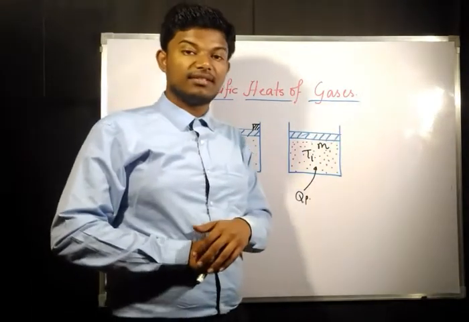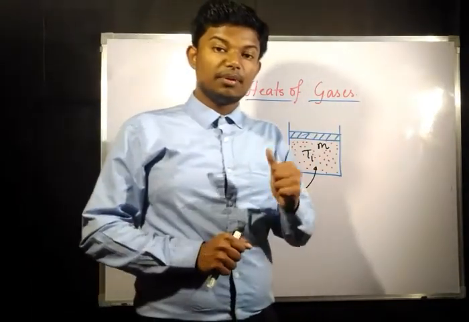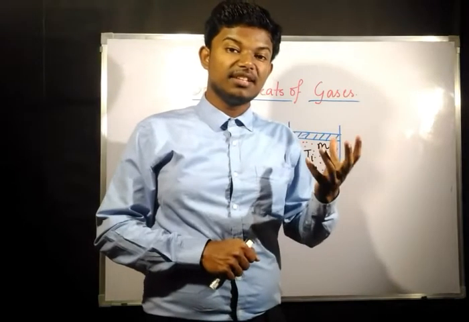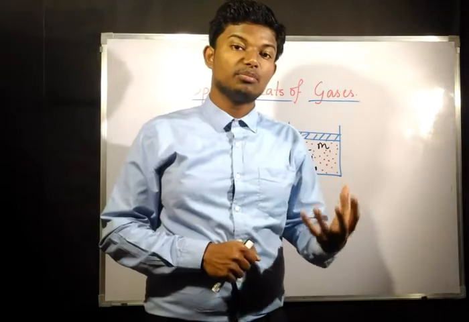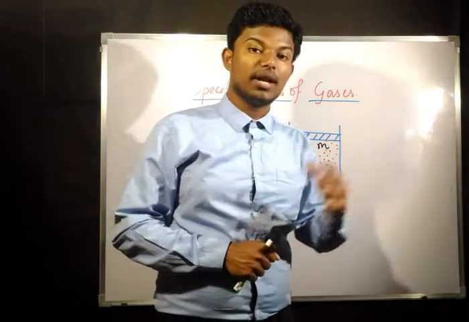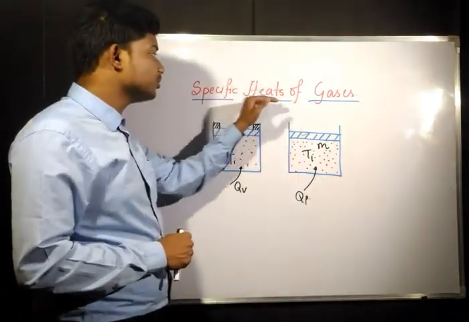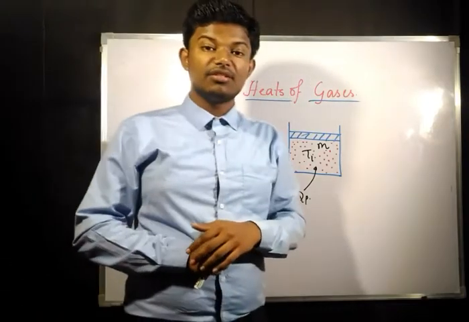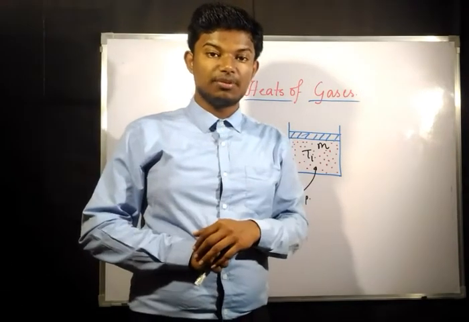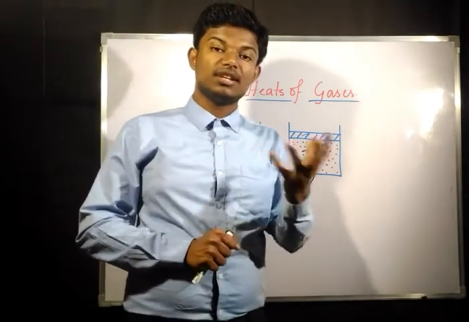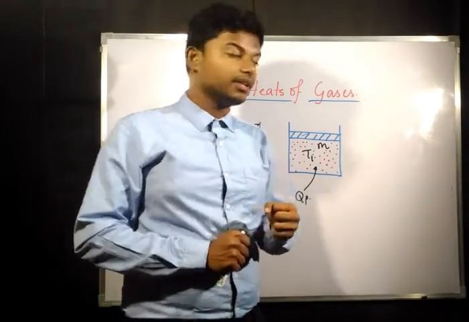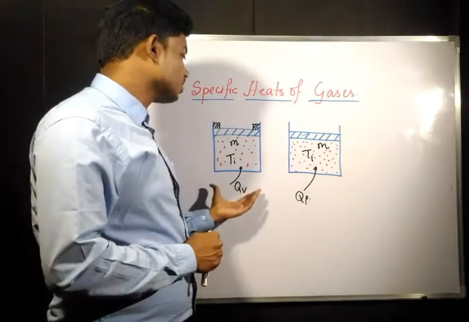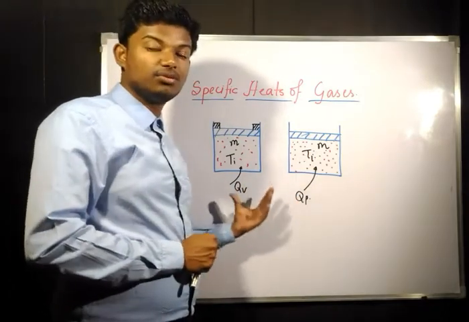Okay, the next thing we are going to discuss is specific heats of gases. If you remember, specific heat is nothing but the amount of heat required to raise the temperature of a body of 1 kg mass by 1 degree. Now, specific heat of gases is generally of two types. One is specific heat at constant volume and the other is specific heat at constant pressure. To understand this we are going to describe it with these two diagrams.